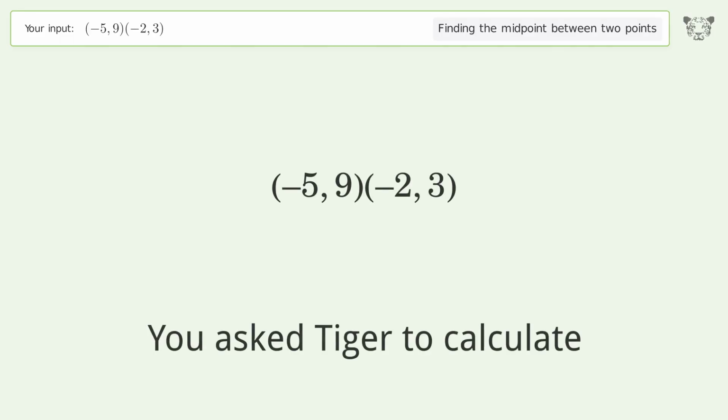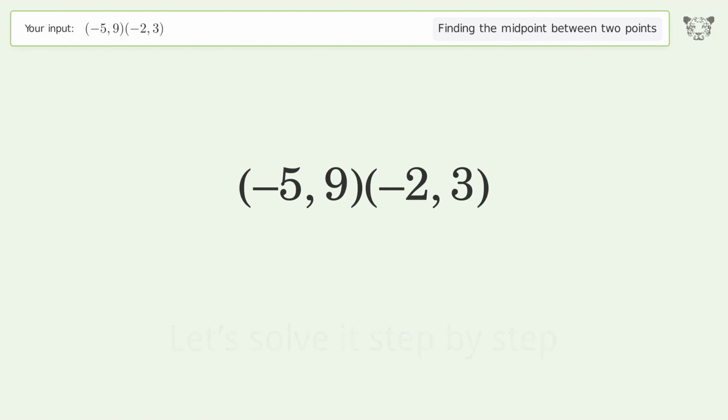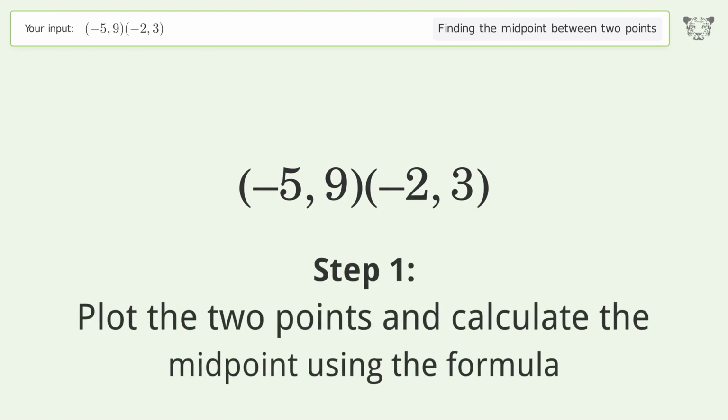You ask Tiger to calculate. This deals with finding the midpoint between 2 points. The midpoint between the 2 points is negative 3.5, 6. Let's solve it step by step. Plot the 2 points and calculate the midpoint using the formula.